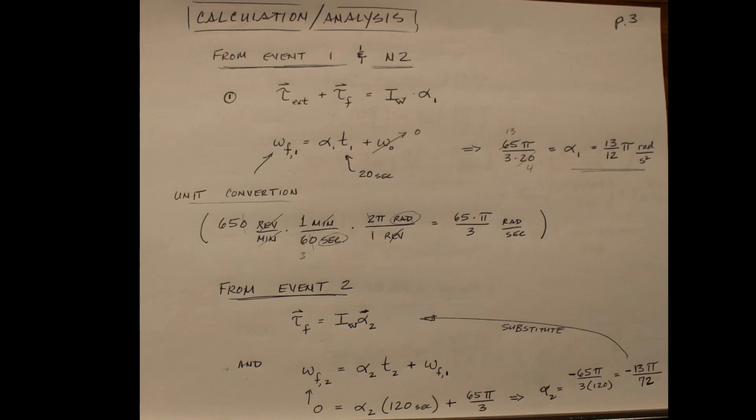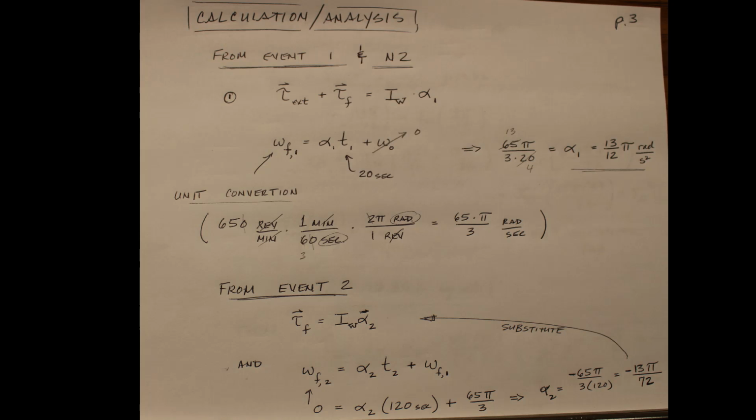So we do the unit conversion that I mentioned earlier to get 65 pi over 3 radians per second for the final angular speed. Of course, the initial angular speed was 0. They told you the time was 20 seconds. And so you can solve for the angular acceleration while that external torque was being applied. And I got 13/12 pi radians per second per second.